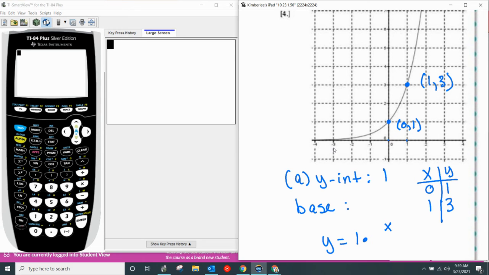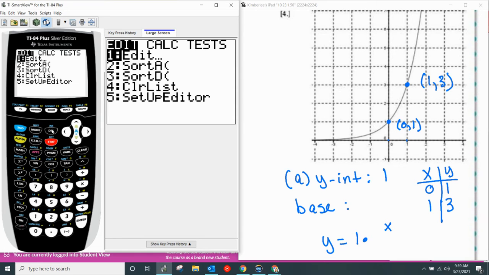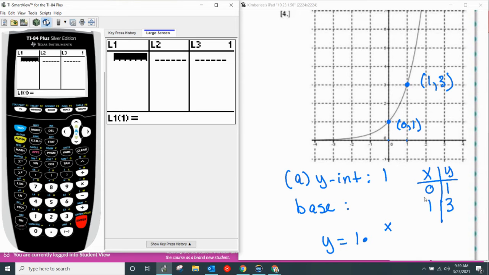Okay, well, if I do that, I can use the calculator, because anytime I have a table, remember I always go, what are you going to do with that table? Use stat edit. So we hit enter, and it brings up the table. So I can put these points in my table. I put my x values in list 1, and then I put my y values in list 2. 1, enter, 3, enter.